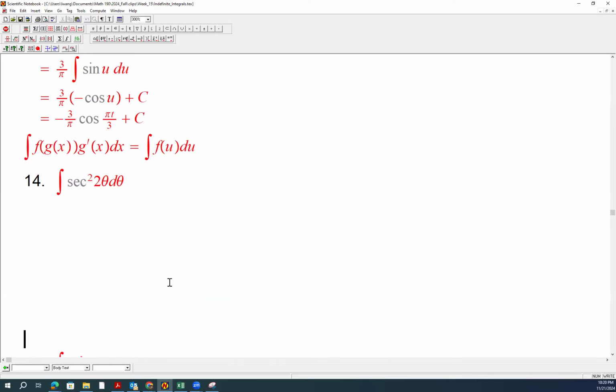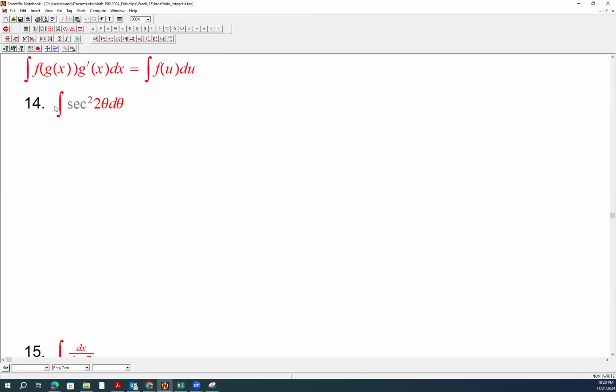Next one, number 14, right? We need a cosine squared. The antiderivative of cosine squared is tangent, right? But now we have a secant squared 2 theta, right? So obviously we need a substitution, so we have u equals 2 theta. Okay, so du equals 2 times d theta.